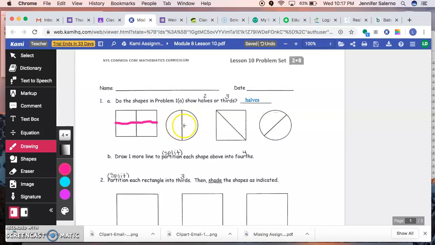Now when you come here, you're going to be doing the same thing. You're going to make your parts into 4 equal parts. And then you will complete this one and this one. You have to draw one line so that it's now split into 4 equal parts.